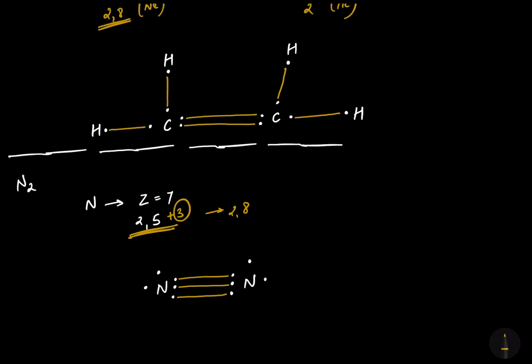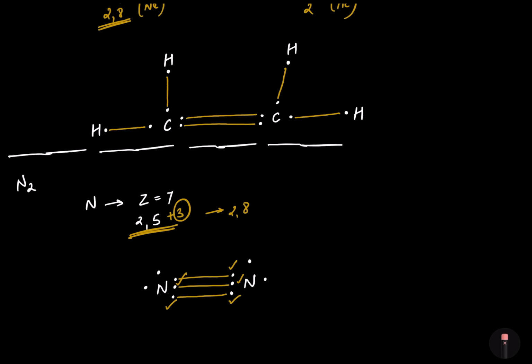Let me count for you. The first electron, second electron, third electron, fourth electron, fifth electron, sixth, seventh, and the eighth electron. So here you can see that nitrogen has achieved 8 electrons in its outermost shell by forming 3 bonds, or a triple bond, with another nitrogen.